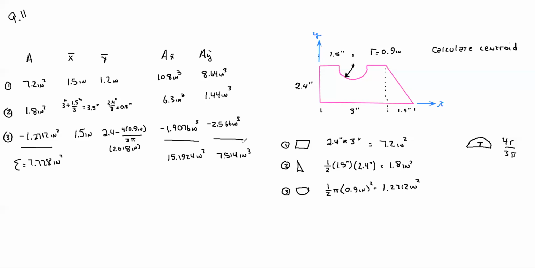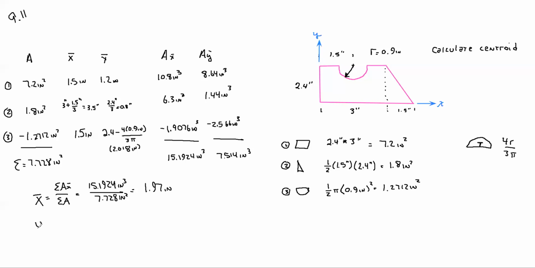So there were only 2 more calculations, right? We're looking for capital X bar and capital Y bar, which correspond to the centroid of the composite figure. I'm sure you guys and gals remember capital X bar is the summation of A x bar divided by the summation of area. So 15.24 cubic inches divided by 7.728 square inches, and I get 1.97 inches.